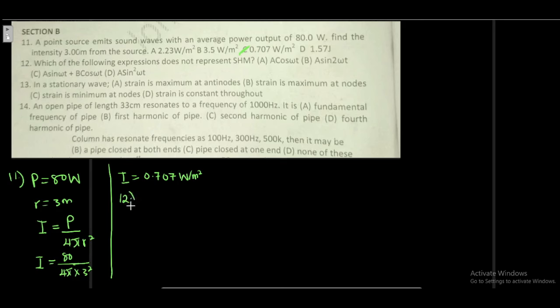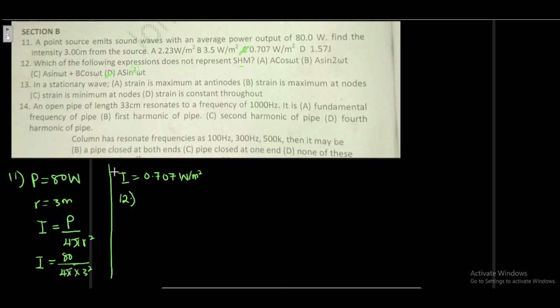Now question 12: which of the following expressions does not represent simple harmonic motion? Option A, A cos omega t; option B, A sine 2 omega t; option C, A sine omega t plus B cos omega t; and option D, A sine squared omega t. Option D is the odd one because of the square there. Our displacement is usually not squared, so option D is the one that does not represent a simple harmonic motion.